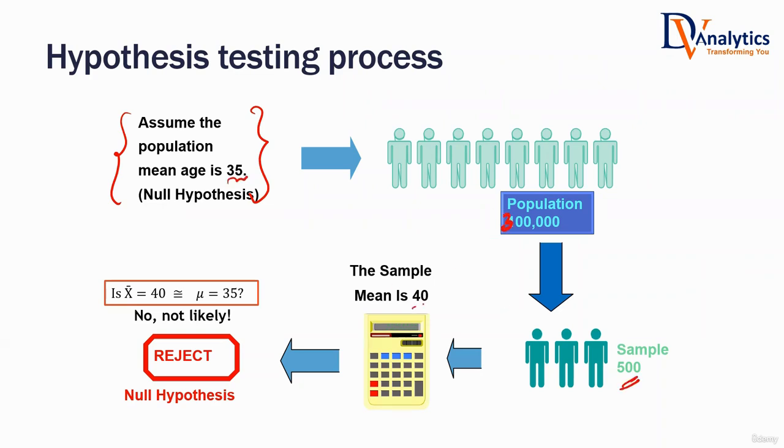On that, we calculated the sample mean. Imagine if the sample mean is 40. The sample mean is also known as the sample statistic. The population mean is known as the population parameter.